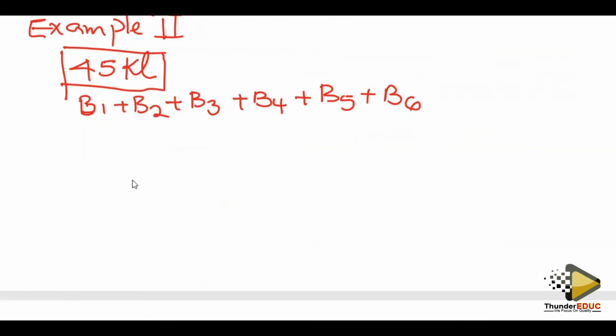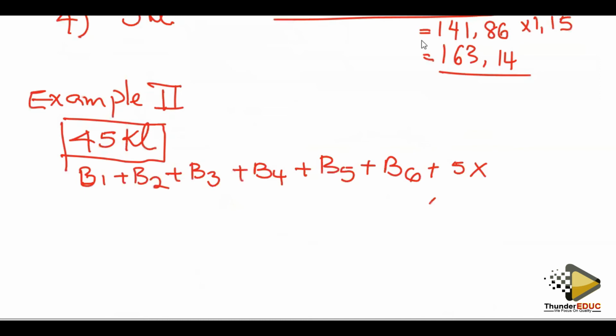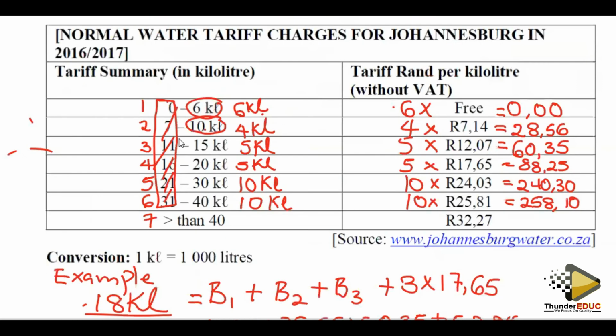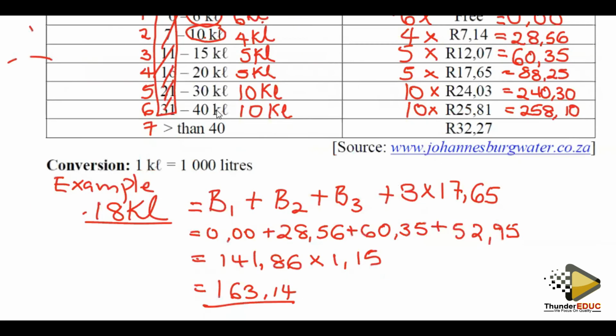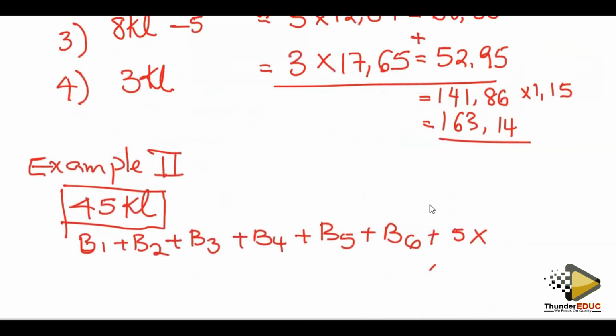Remember now, he has gone beyond bracket number 6 by how many kiloliters? 5 kiloliters. Because remember, our bracket number 6 stops at 40. So beyond this, we have 5. So the 5 will be multiplied by this, which is 32 rands 27 cents. So here, bracket number 1, we have 0, 0.